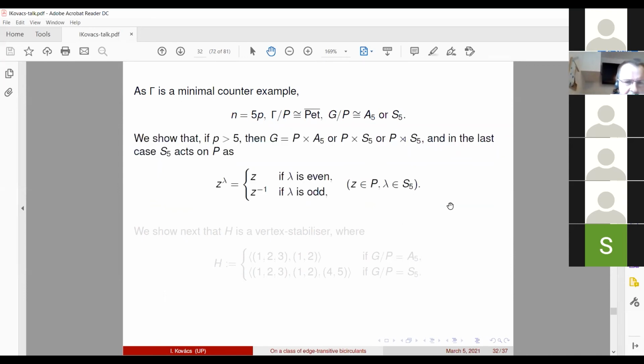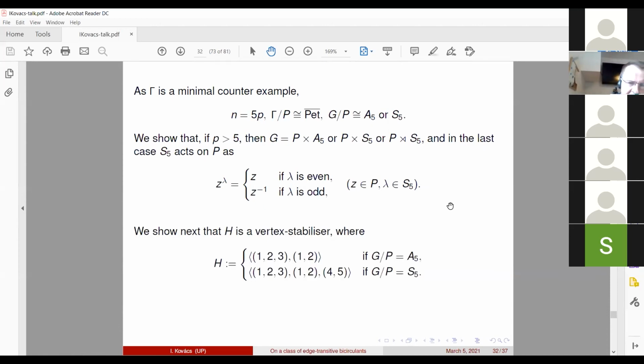Now, it's possible to find the group structure of your graph gamma. There are 3 possible group structures. It is a direct product of ZP with A5, ZP with S5, or a semi-direct product, but the action of S5 on P is well described. It acts, as I say, by fixing an element for the even permutations and sending it to its inverse for the odd permutations.